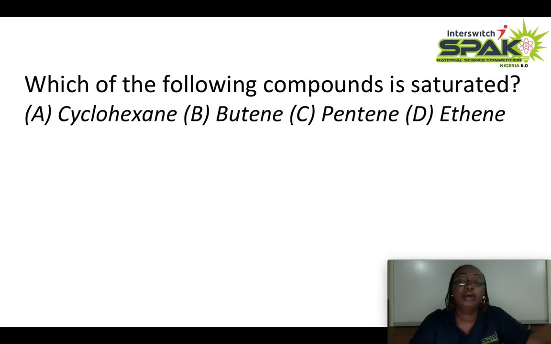Which of the following compounds is saturated? Yes, which one has single bonds in it? If you look at the options carefully, you realize that the answer is cyclohexane. It ends with ANE. That means all the bonds there are single bonds. Butene, pentene, and ethene are all unsaturated because they have the presence of a double bond in them.